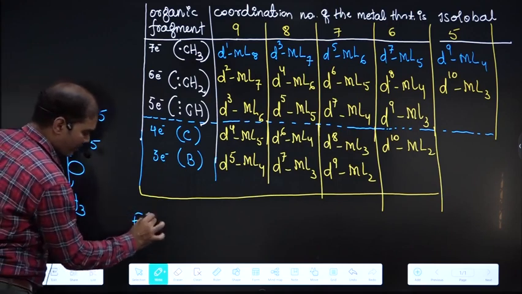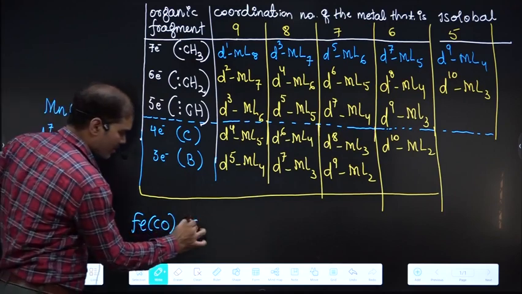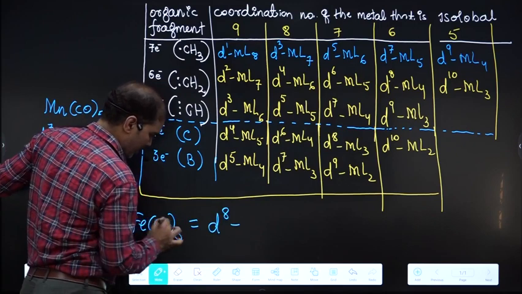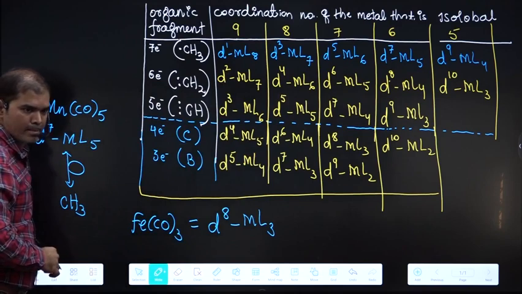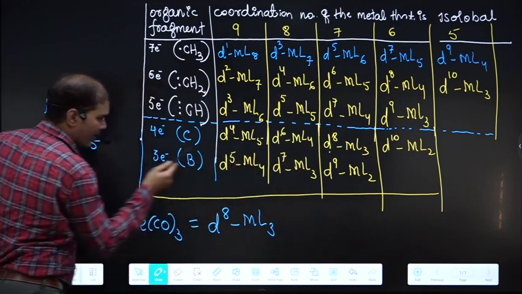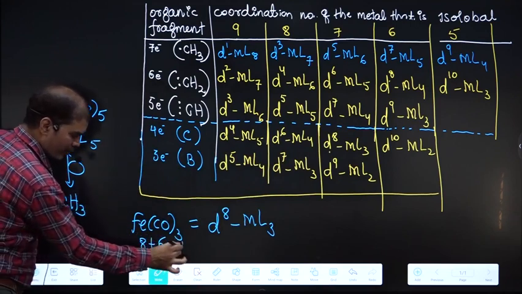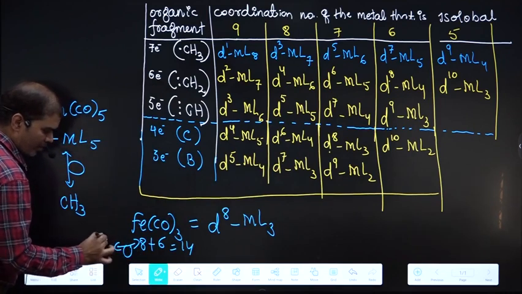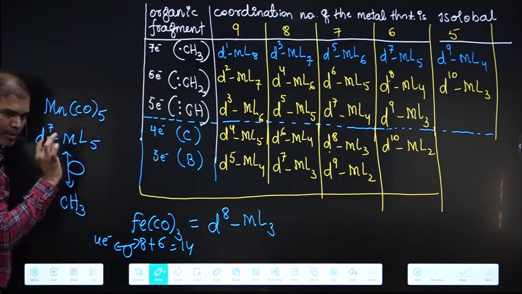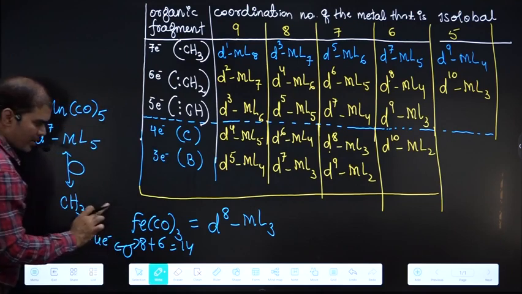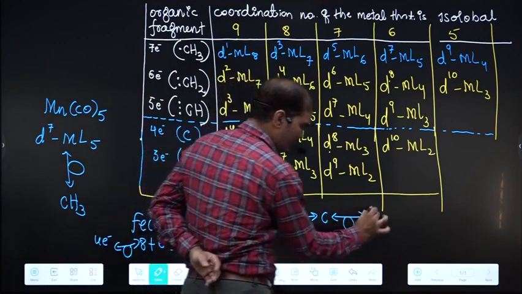Suppose if I say Fe(CO)3. What is Fe(CO)3? Iron is d8 ML3. So you just see where is d8 ML3. So d8 ML3 should be equivalent to a 4 electron system. It means this is a 14 electron system. It is isolobal with a 4 electron system. So C is isolobal with which boron unit? BH. So if I give you Fe(CO)3, it is isolobal with carbon. Carbon is isolobal with BH.